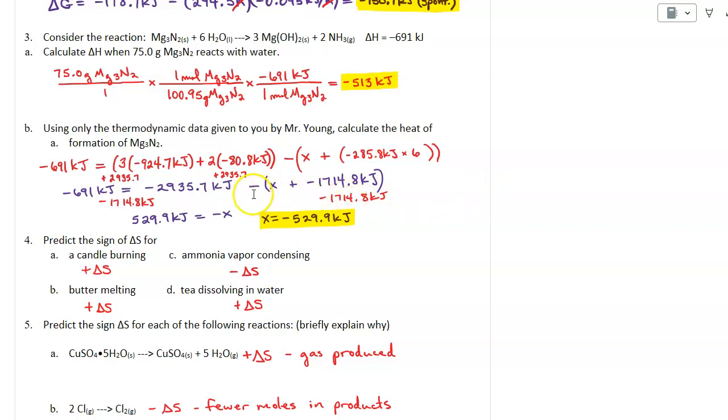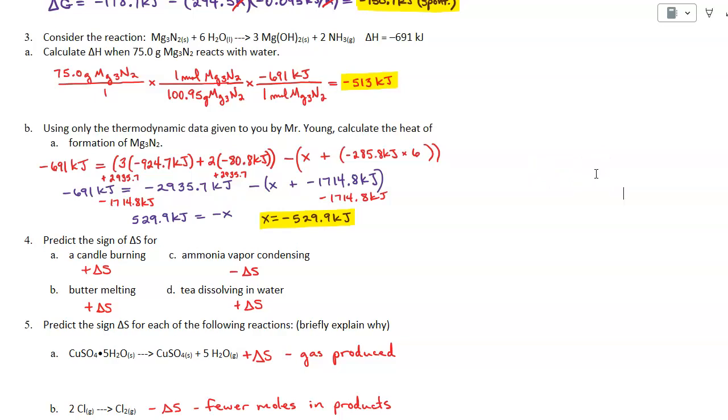But if you remember that that negative sign gets distributed to the x and the negative 714.8, then that becomes positive, and then we can subtract it from both sides, and the problem works out. But you should be able to, just using algebra, rearrange to get x by itself, and it ends up being negative 529.9.